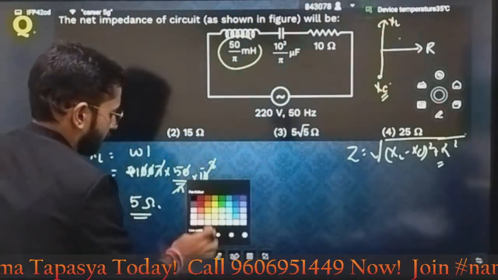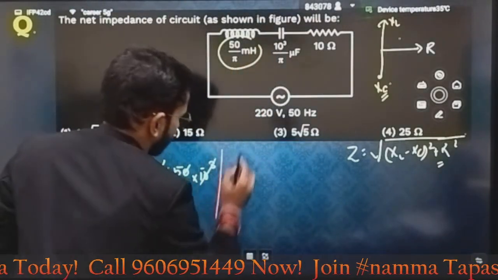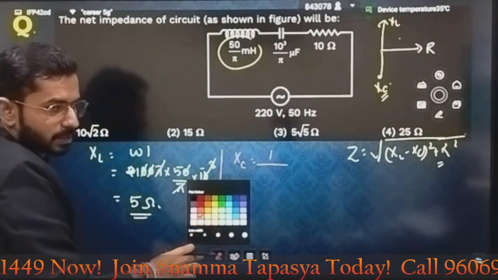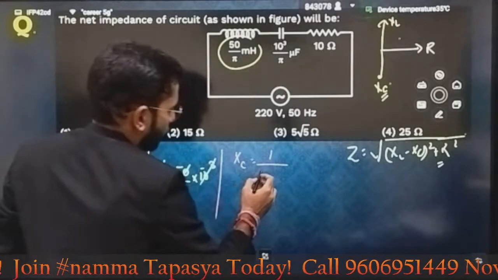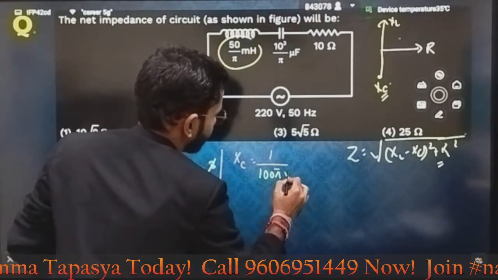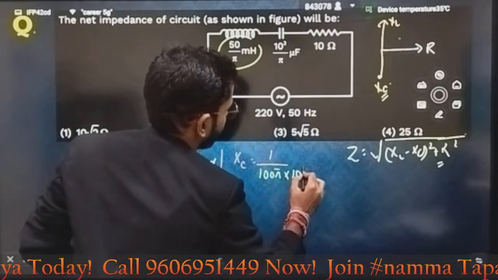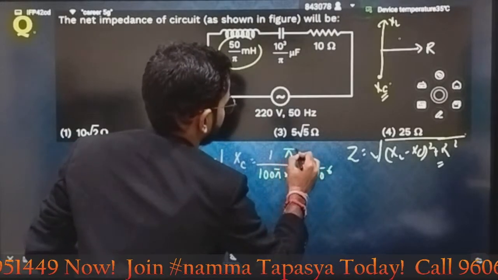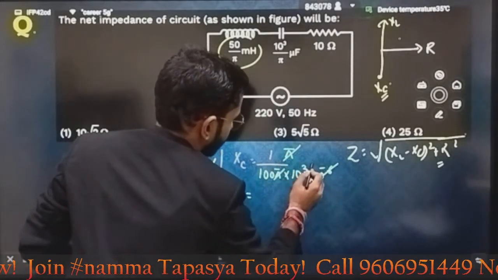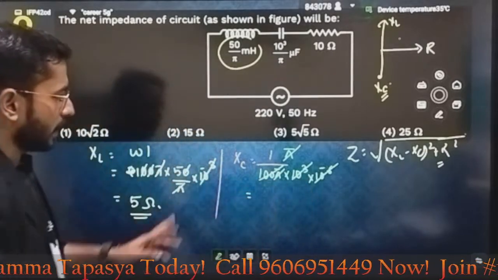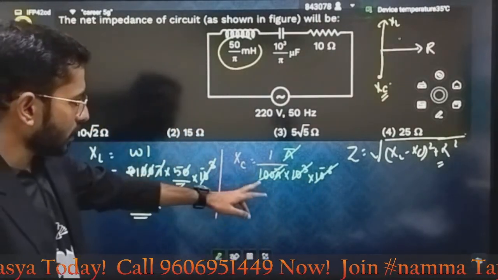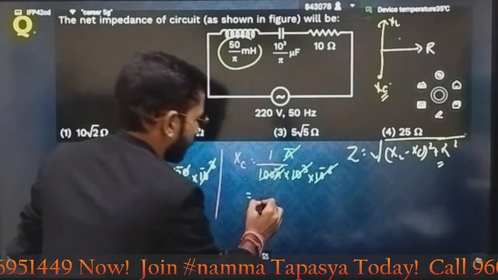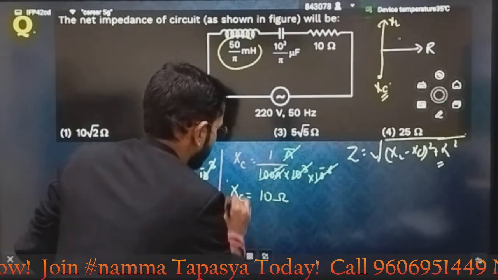Now let's calculate capacitive reactance as well. Capacitive reactance, what is XC? It is equal to 1 by omega C. Omega is 100 pi into C. C is how much? 10 power 3 microfarad, that means 10 power minus 6 divided by pi. Pi cancels, and 10 power 6 gets cancelled. Here you will get 10 power minus 1, and you will get 10 ohm as XC.